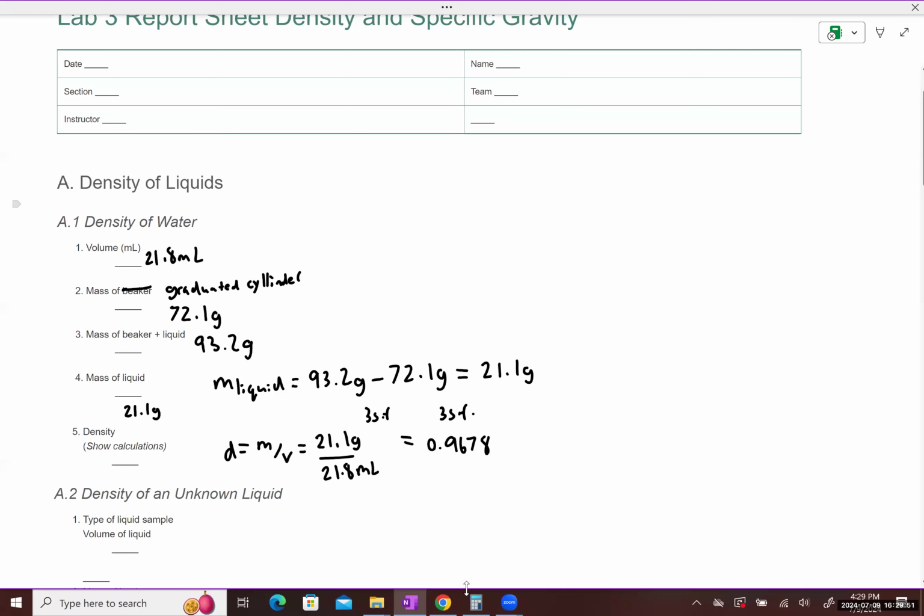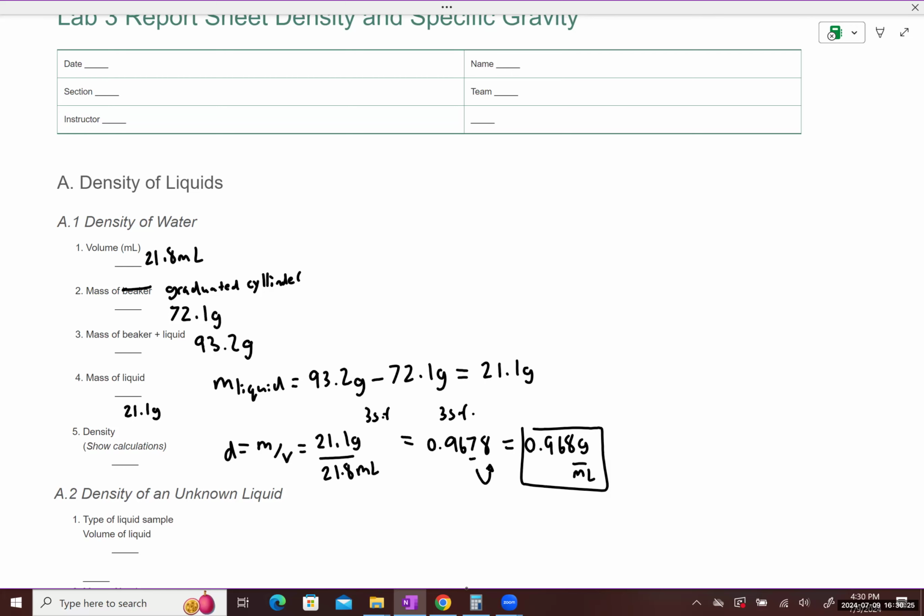You can add additional numbers, but we only need the 4th digit because we're going to round this to 3 significant digits. 8 is clearly greater than or equal to 5, so we round up to 0.968 grams per milliliter, which is reasonably close to the actual density of water at room temperature, which is closer to 0.98, 0.99 gram per mil. Okay, so we've determined the density of water.